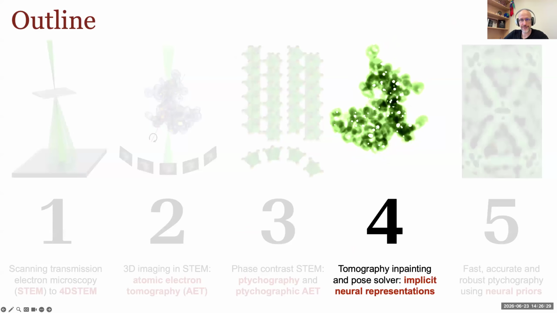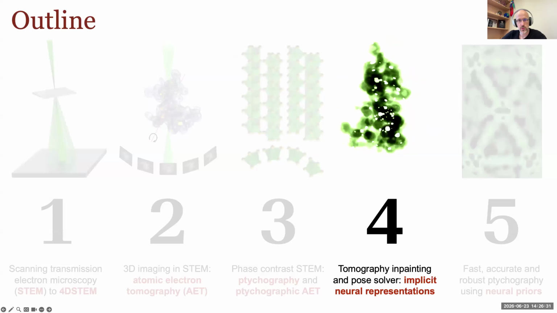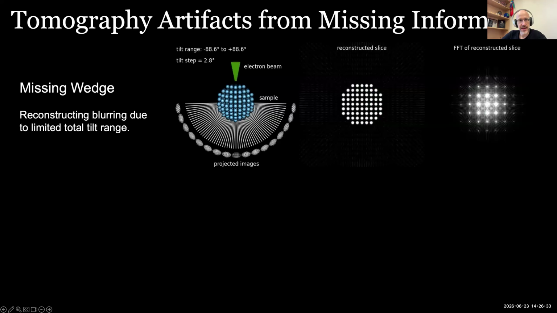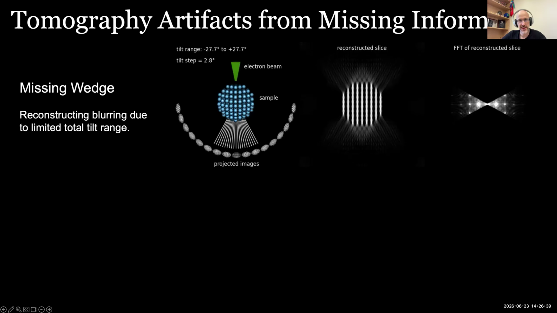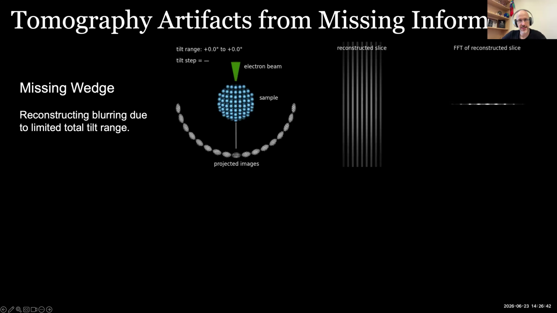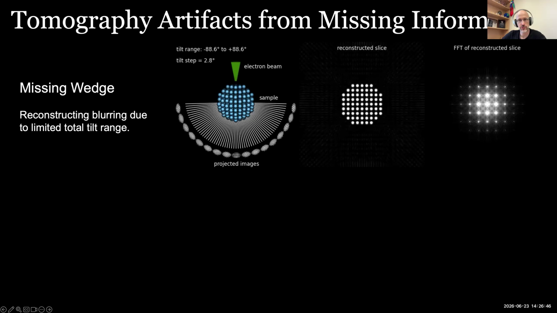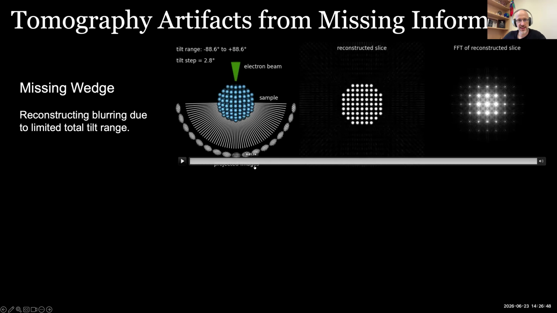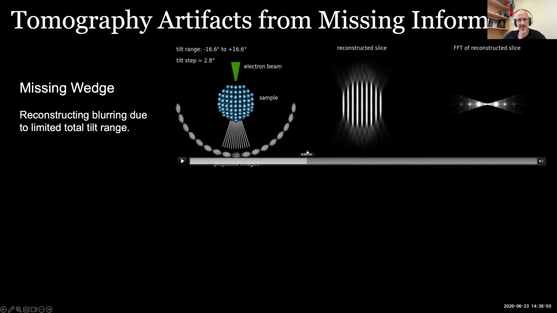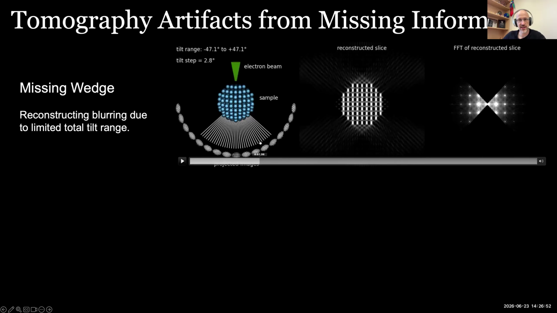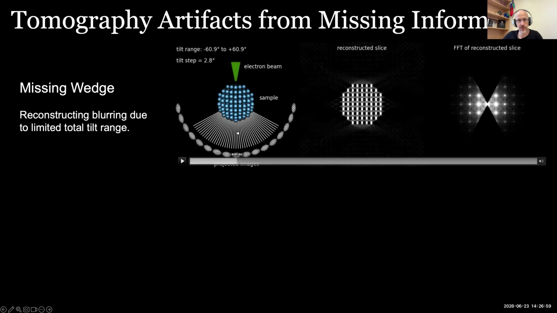Well, let's look at our tomographic example first. In tomography, the main artifacts are missing wedge artifacts. What do I mean by that? What I'm showing is a range of tilt angles, then in the column over, the reconstructed slice, and then the Fourier transform on the right. As we remove slices from our reconstruction, in Fourier space this manifests as a missing cone of information called the missing wedge artifact.